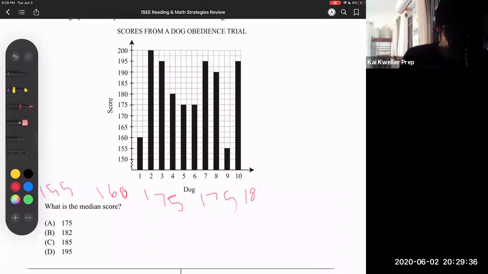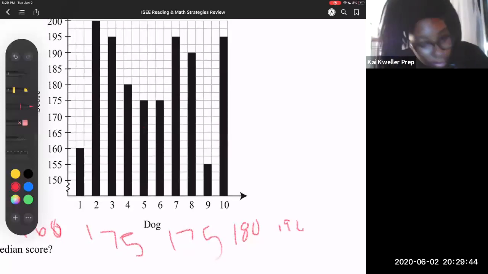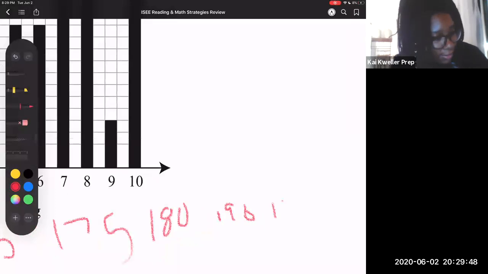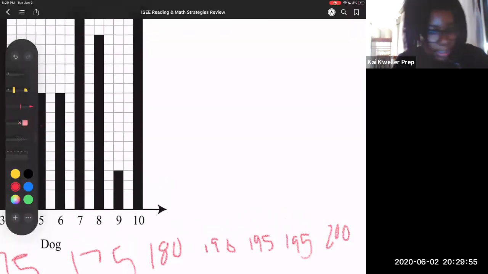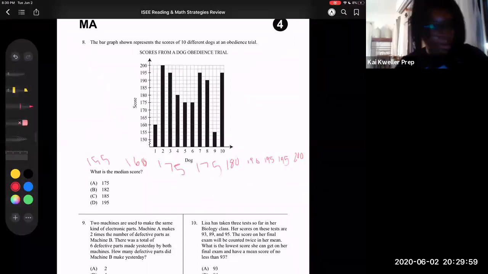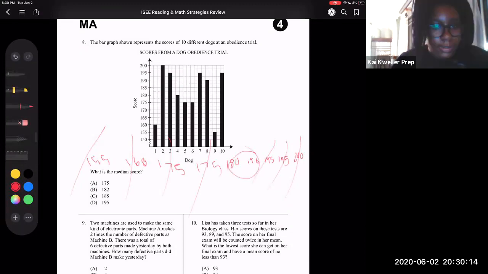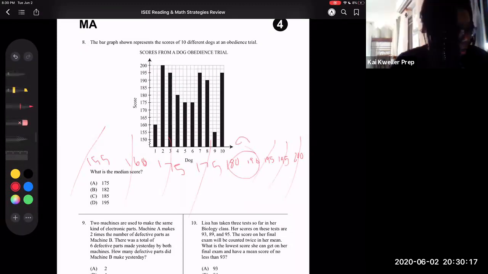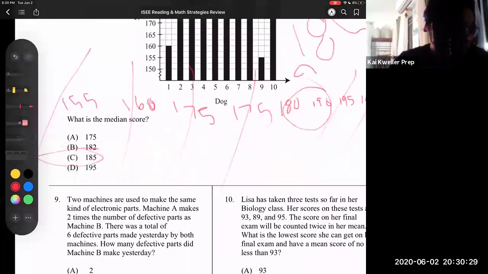Got 180. You have got 190. 195 twice. Then you've got 200. We barely managed to fit this on the screen, but we got it. And then you just crisscross out, cross, cross, cross, and you're left with these two right here. So you add the two in the middle and you divide it by two. So 180 plus 190 divided by 2 gives you 185. Right answer is C, 185. Next.